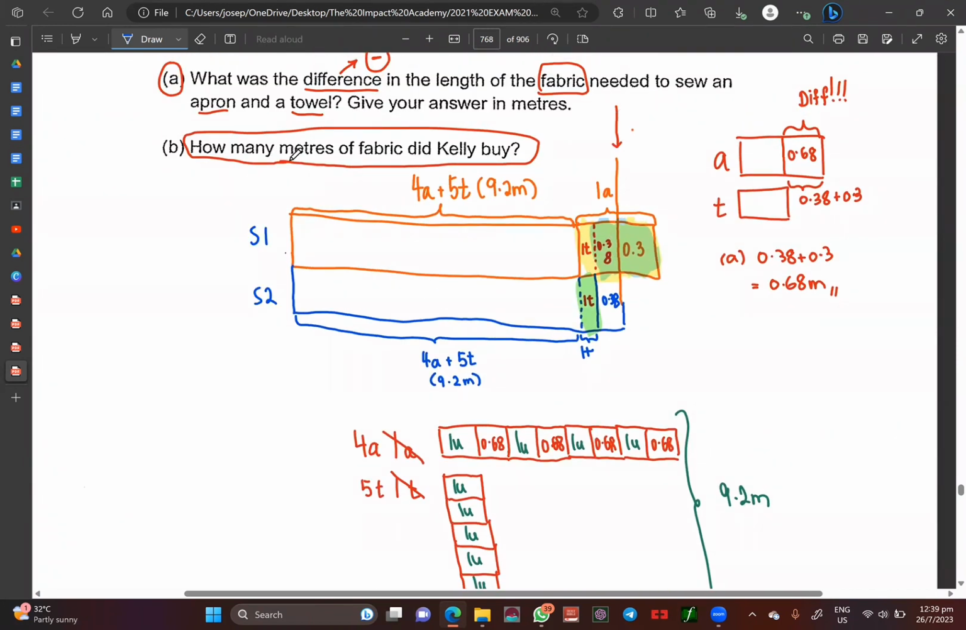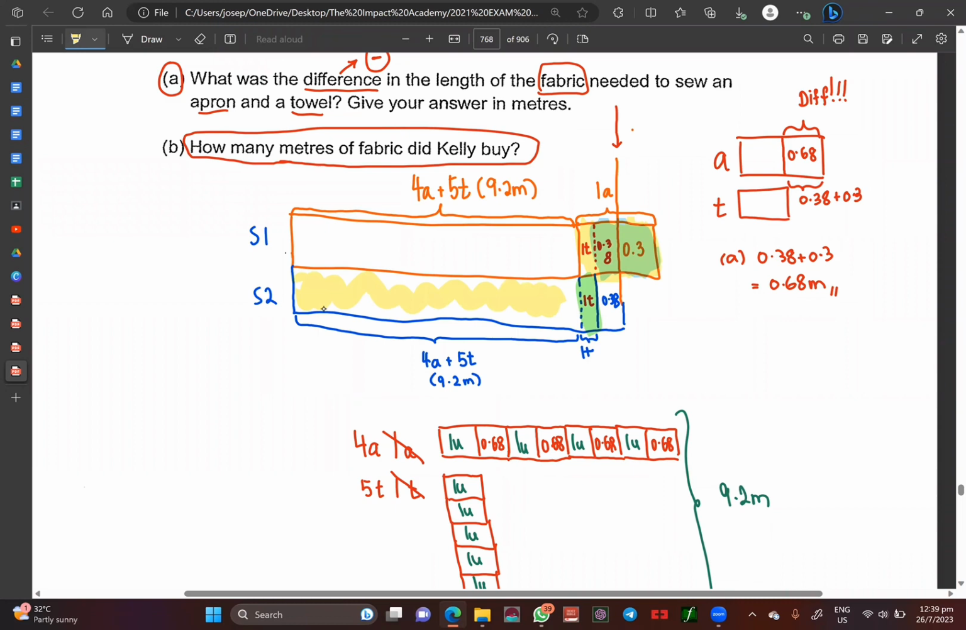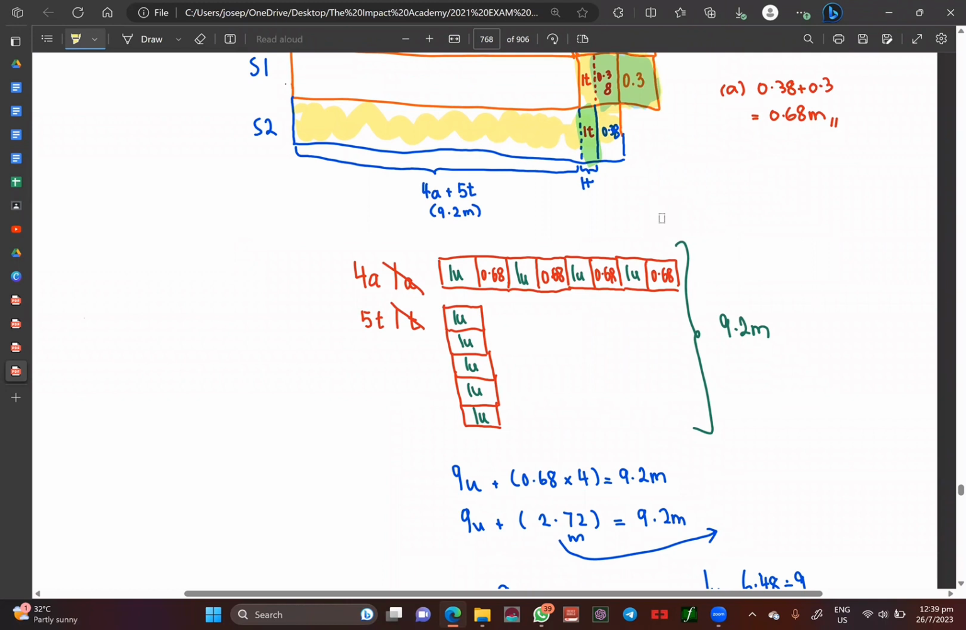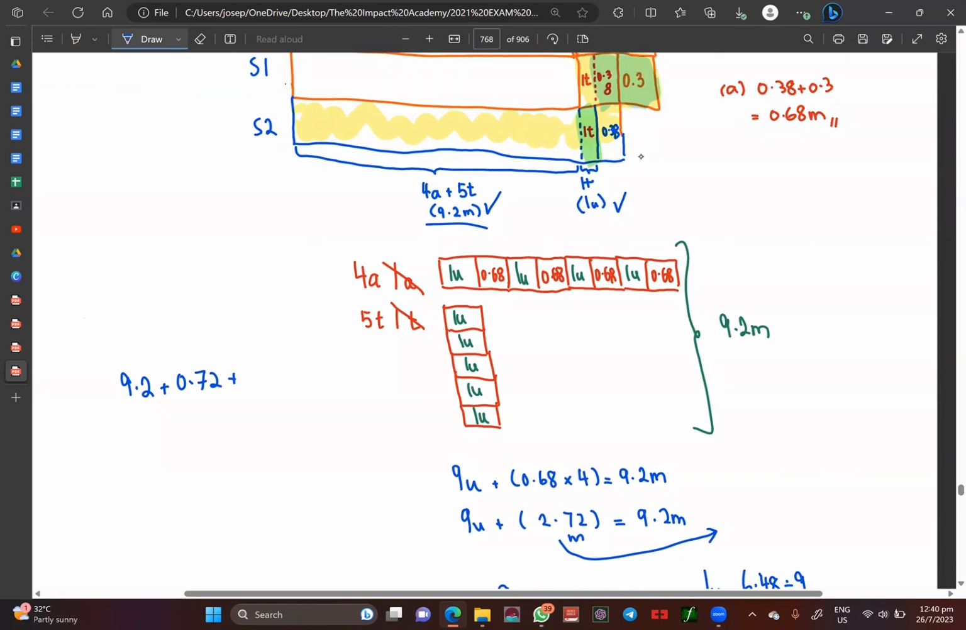In order for me to find the meters of fabric Kelly bought, we are going to look at whatever is over here, including this one over here, the whole thing. So we know that if I look at this model that I've drawn, my 1T is 1 unit. So this is actually 1 unit. Agree so far? Then we have to add in the 0.38. So all you need to do is simply 9.2 plus my 1 unit. What is my 1 unit? You remember I found that my 1 unit is 0.72, plus the 0.38. When I do that, I get a beautiful answer of 10.3 meters, and therefore this is my answer for this question.